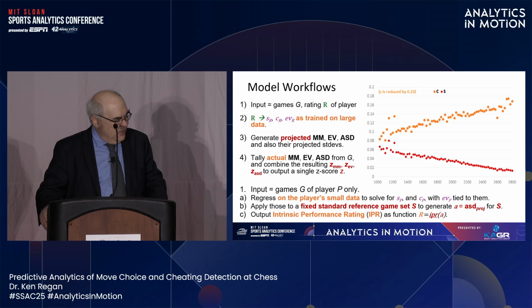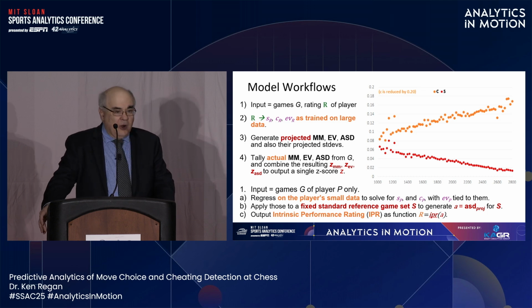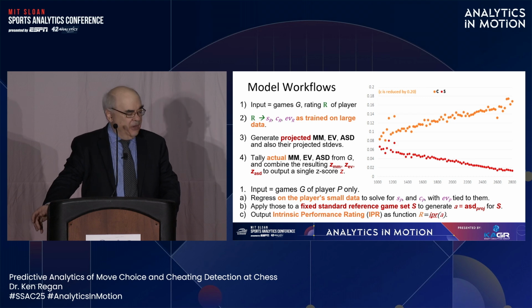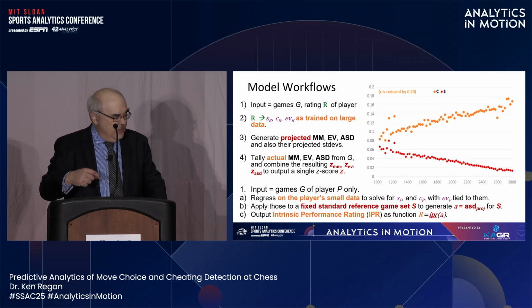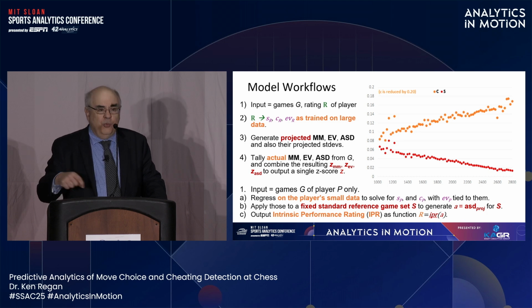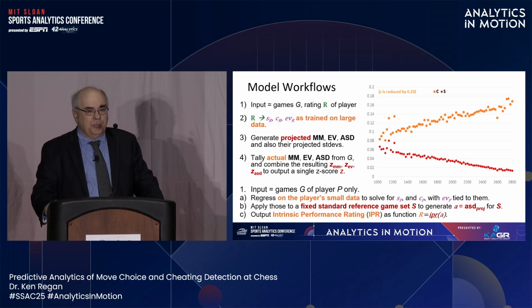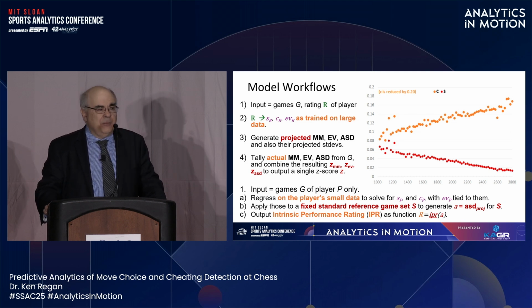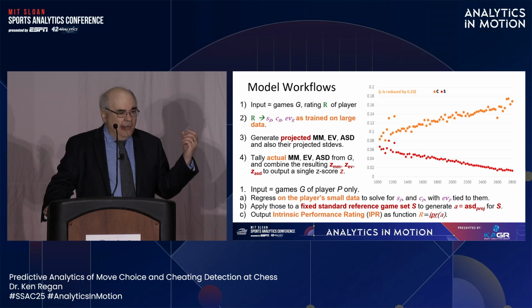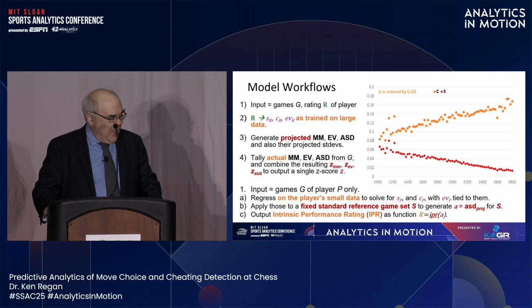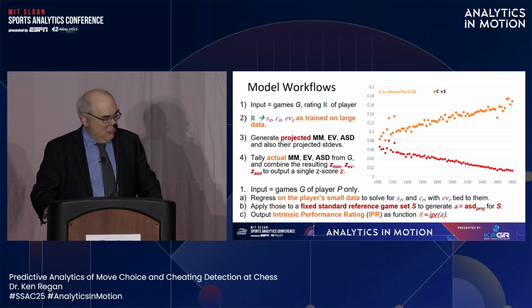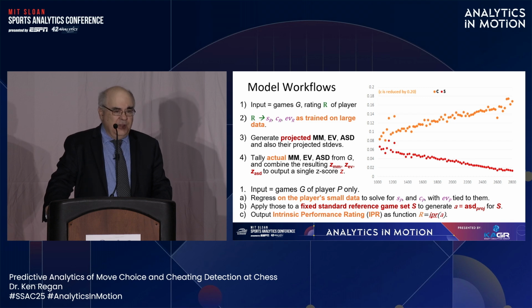Next slide. So given that, there are two workflows in my model. There's one important distinction here. I can take a player's rating and generate the projections. And the important point is I'm not regressing on the small data of the player's own games. I'm making my projection based on large data from my training sets of hundreds of thousands of games played by players of all ratings. I generate the projected move match and error, and then tally it against the actual, and I make a z-score as actual minus projected divided by the standard deviation. And that actually conforms well to a bell curve over non-cheating players.